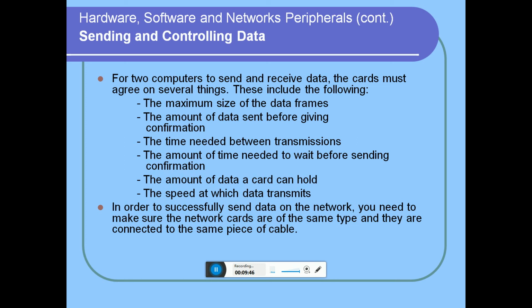The cards must agree on several things in order to have successful data networking: the maximum size of data frames, the amount of data sent before giving confirmation, the amount of data the card can hold, and the speed at which the data is transmitted.